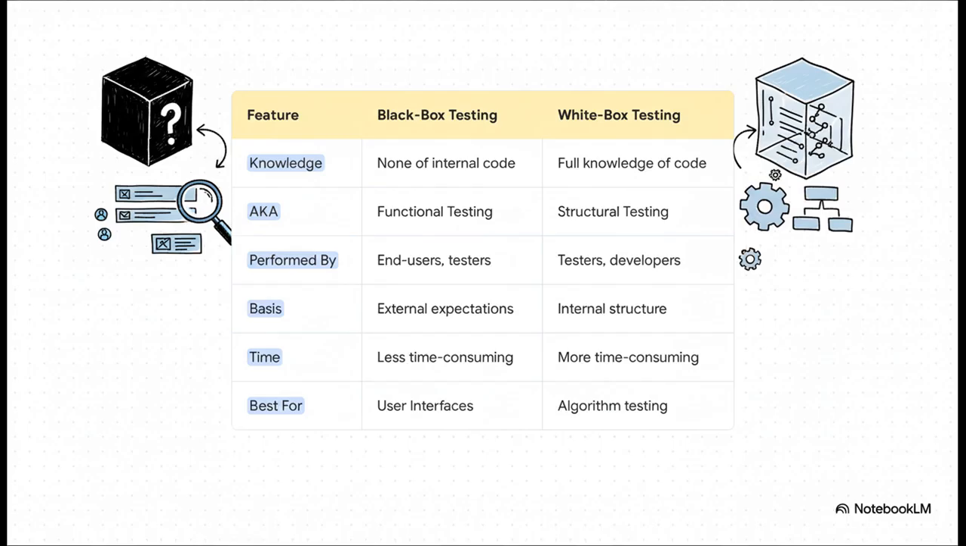Then you've got time. Black box is way faster. White box is incredibly thorough, but it is definitely time-consuming. All this means black box is perfect for things like testing the user interface, while white box is what you want for checking complex algorithms deep inside the code.